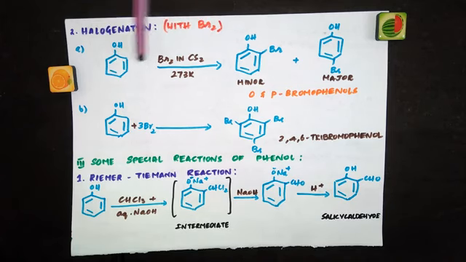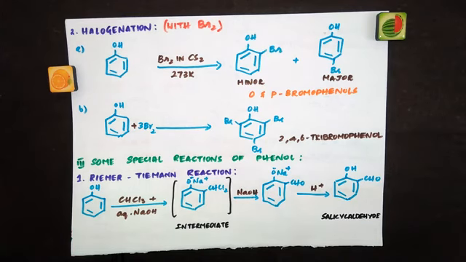So phenol in the presence of Br2 taken in CS2 at 273 Kelvin, you are getting two different mono-substituted products. Br substituted in ortho position and Br substituted in para position. So this is ortho-bromophenol, this is para-bromophenol. So these two are isomers.